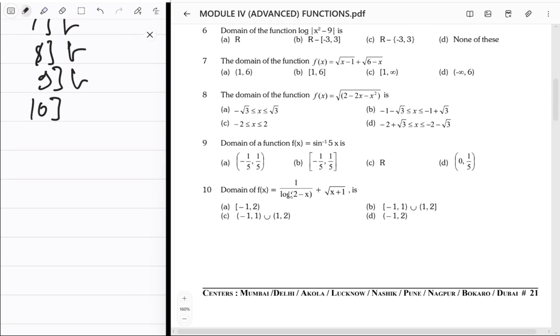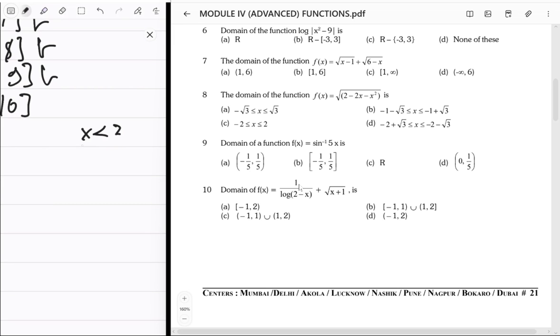Domain of this function. Okay, right. So 1 upon log, all that. First of all, this whole thing cannot be 0, which means 2 minus x cannot be equal to 1. So x cannot be equal to 1. So you cannot have 1 included. Other than that, it can be anything except that it must be defined. So 2 minus x has to be bigger than 0, so x has to be less than 2. So what conditions do you have? x less than 2, x cannot be equal to 1, and also x plus 1 must be bigger than or equal to 0. So x has to be bigger than or equal to negative 1.